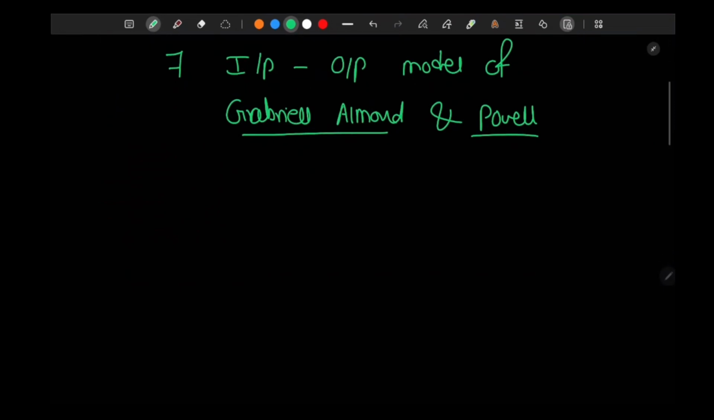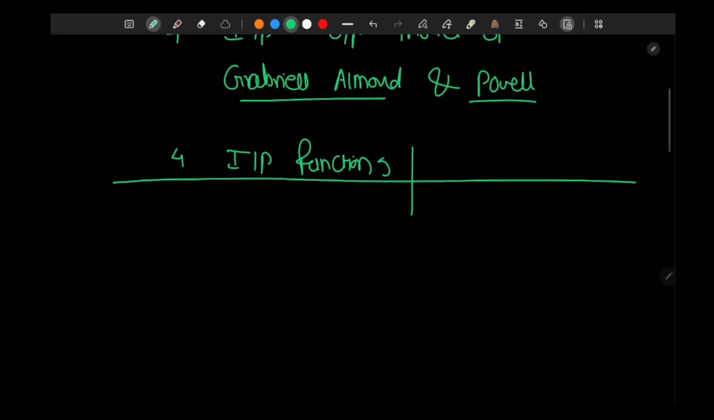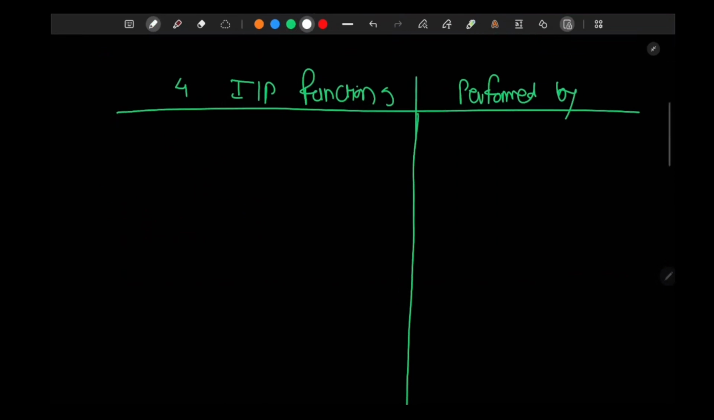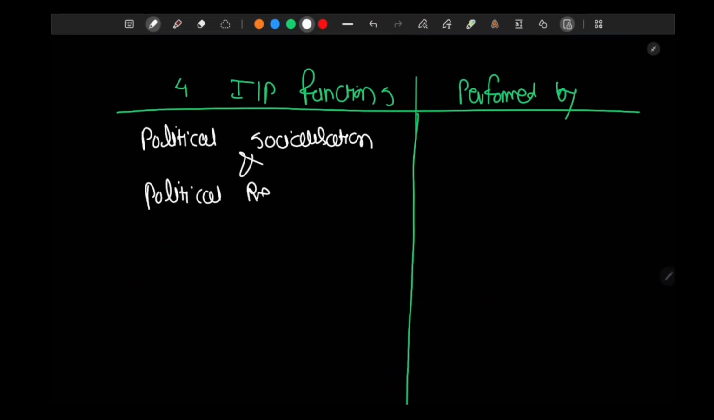I will again make that table. So there are four input functions and three output functions. The four input functions are performed by, this is two tables, right? So the first input function is political socialization and recruitment. Political socialization and political recruitment.